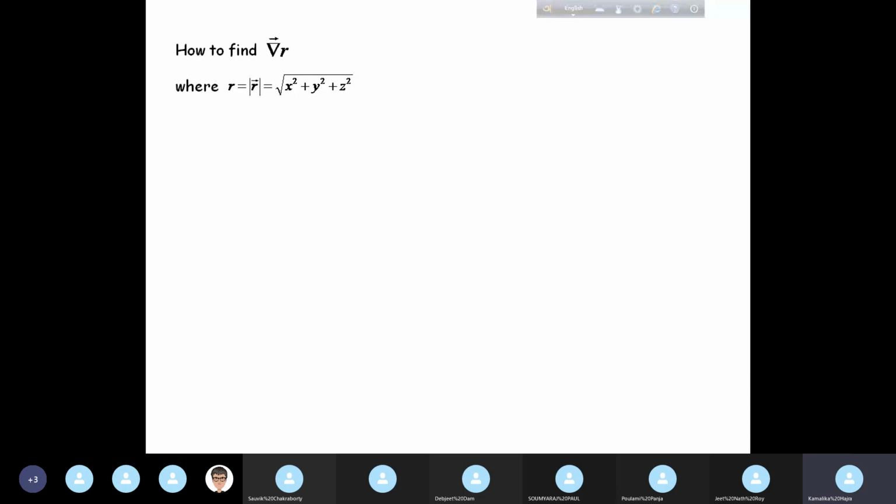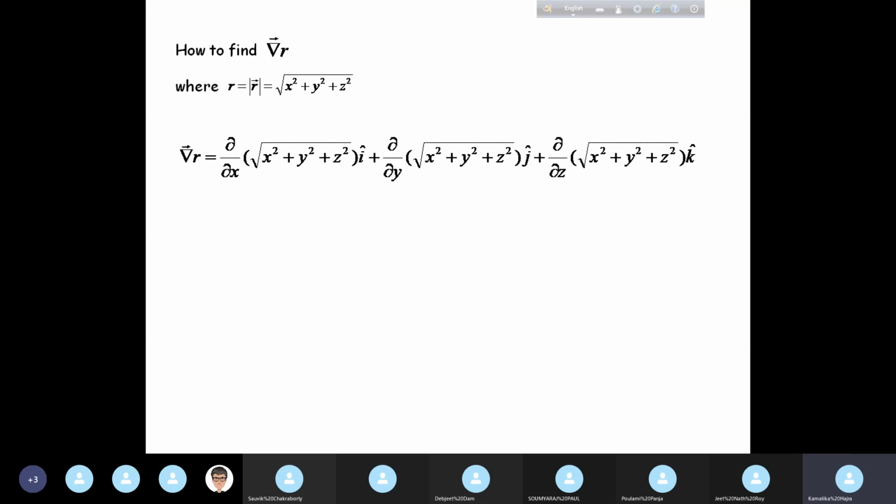So, a simple case: let us see how to find grad r, where r is our position vector x i cap plus y j cap plus z k cap, and r without the vector sign is simply the magnitude of the position vector r, which means square root of x square plus y square plus z square. Okay, so what do we have to do? Grad r therefore means grad of this scalar function, grad of the magnitude of r.